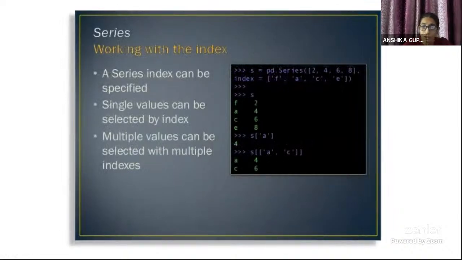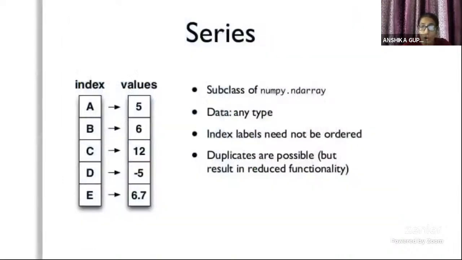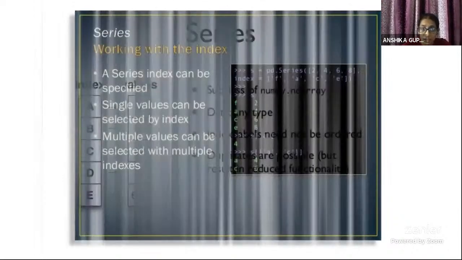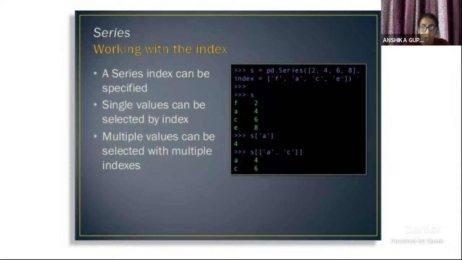How does a series actually work? How are values given in a series? Series are always indexed. A series always has values which can be selected by indexing. Multiple values can be selected with multiple indexes, and there are multiple ways to do so.